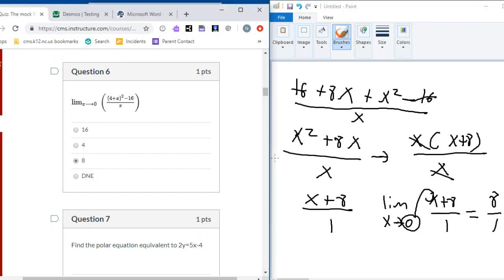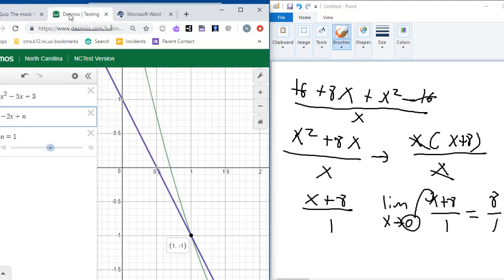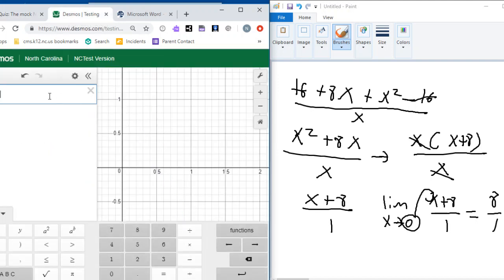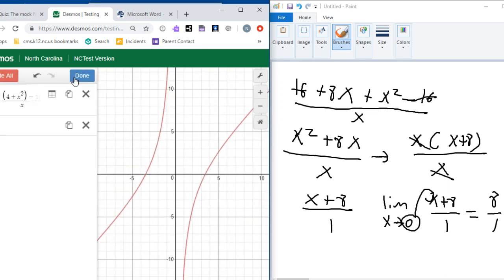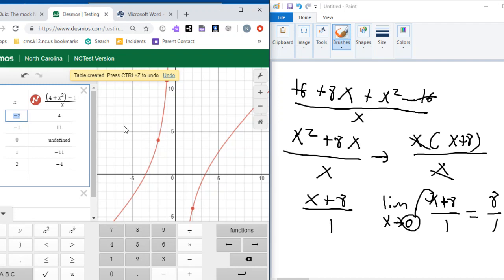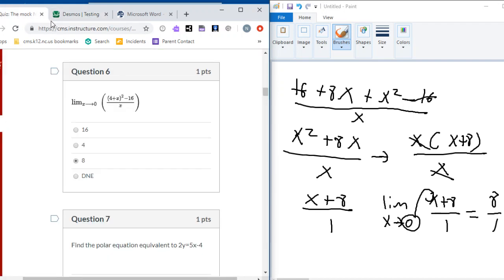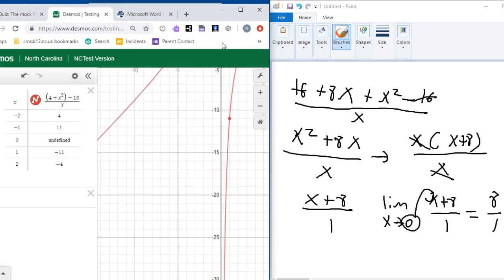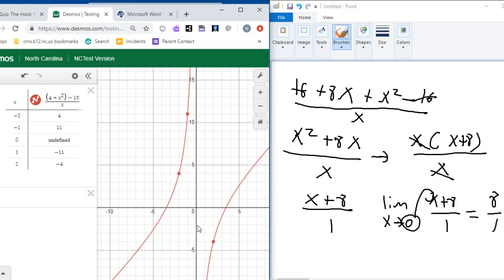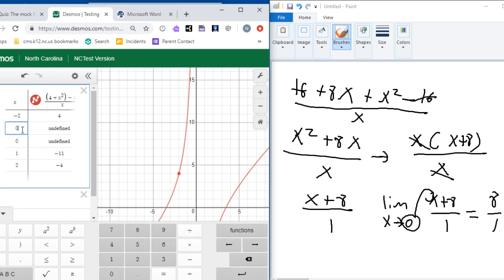Now if I want to evaluate this in Desmos, I do what I always do. I take the function and input it directly into Desmos. 4 plus x squared minus 16 over x. So I'm plugging in the numerator, 4 plus x squared, minus 16 divided by x. Now I'm evaluating as x approaches 0. So I'm looking at when x approaches 0, and to do this, I'm looking at 0.0001.